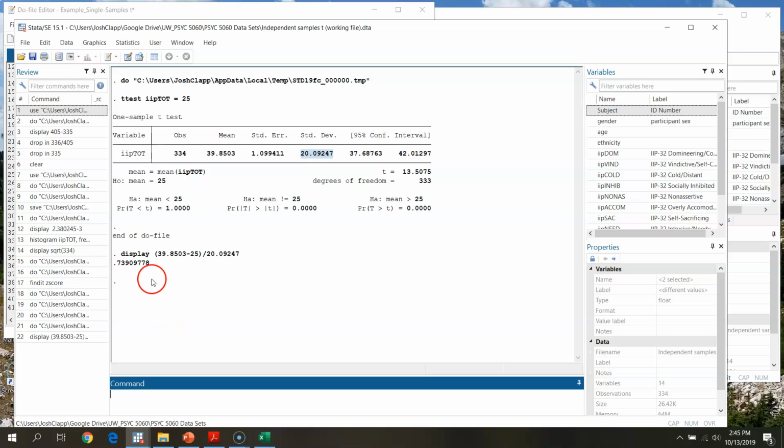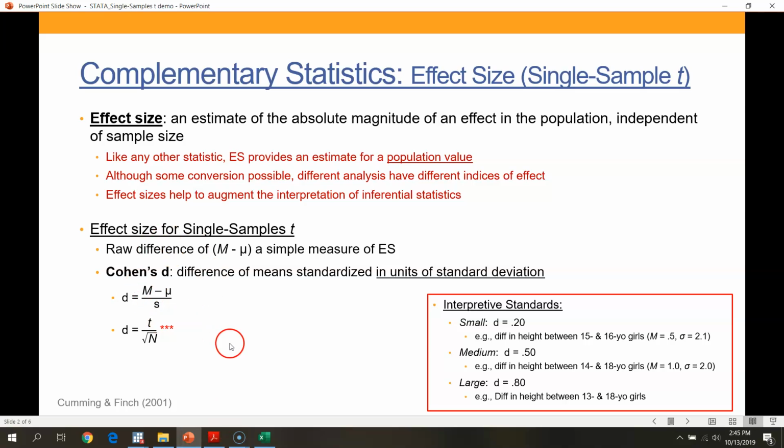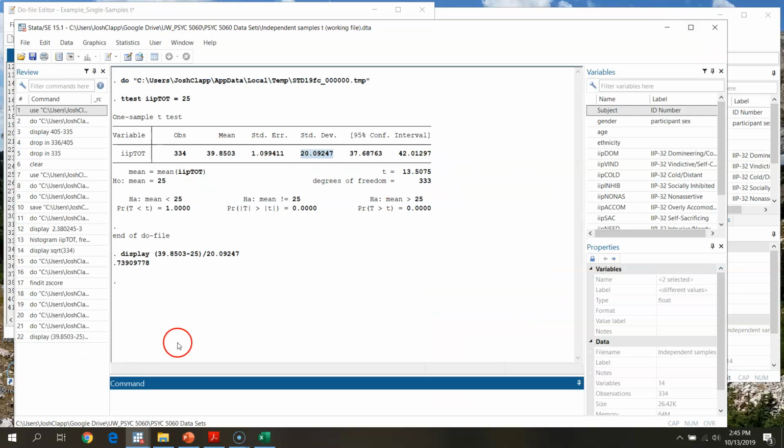And so what I would interpret that as meaning, based on our interpretive standards, is a medium to large effect, indicating that based on these data, we're expecting about 3/4 of a standard deviation increase in IAP total scores relative to scores expected in the normative population of adults. Okay, so again, that's quantifying the magnitude of our effect.